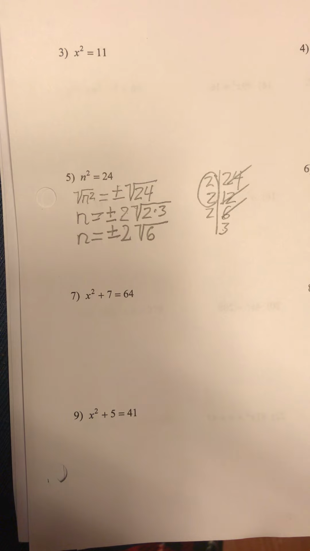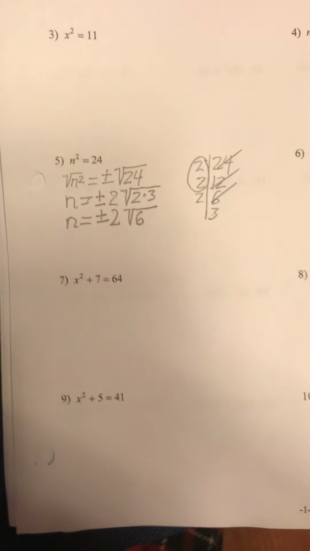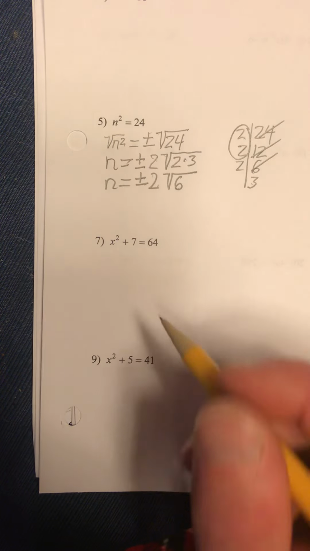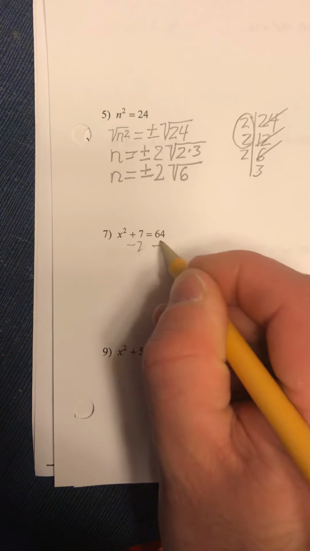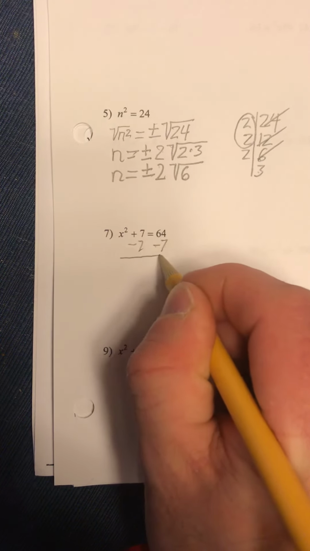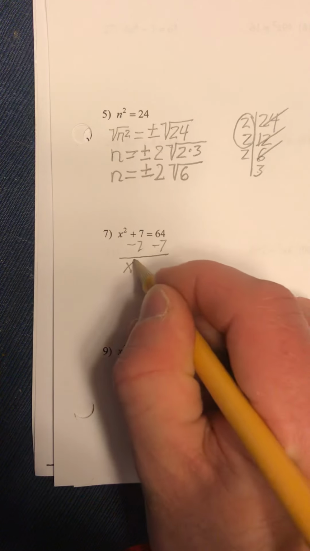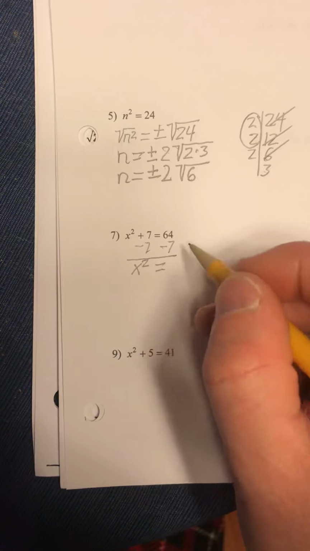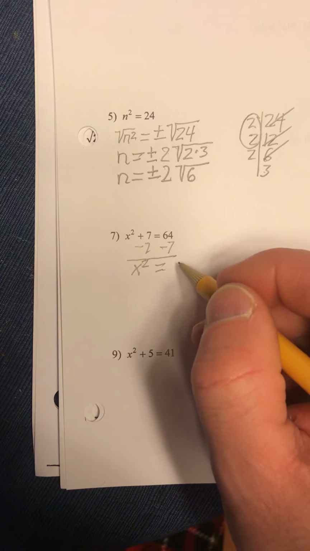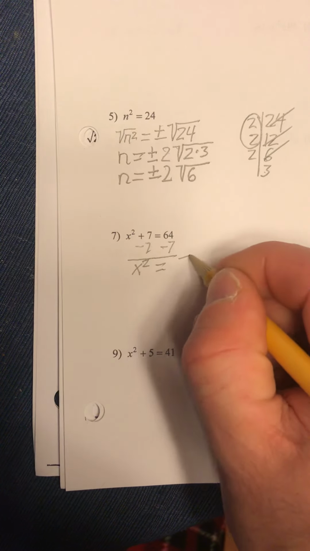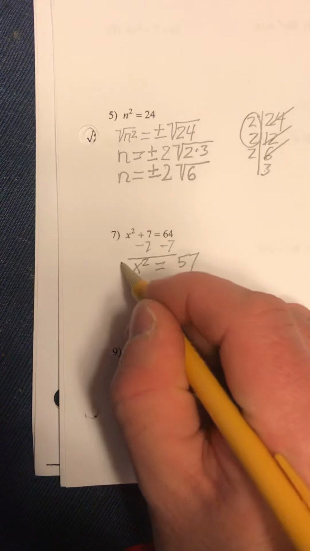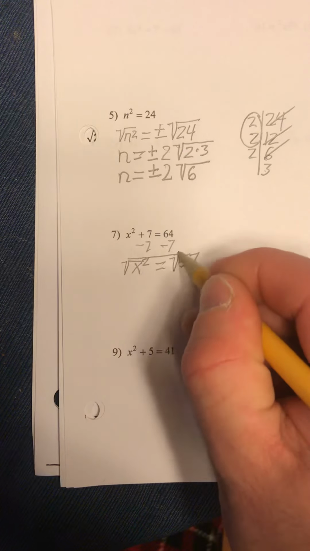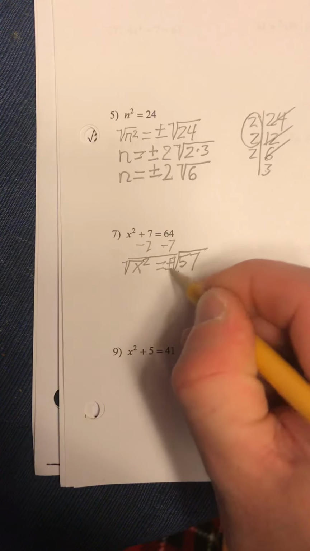Now, check out number 7. 7 has a little more going on. So I am going to subtract 7 from both sides. Okay? That gives me x squared is equal to 64 minus 7, which would be 57. Now, next step, of course, take the square root of both sides and put the plus or minus in front.